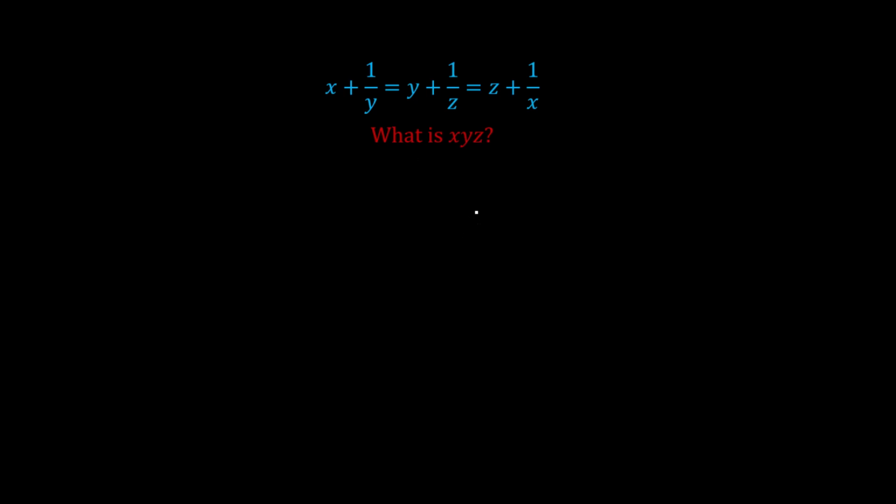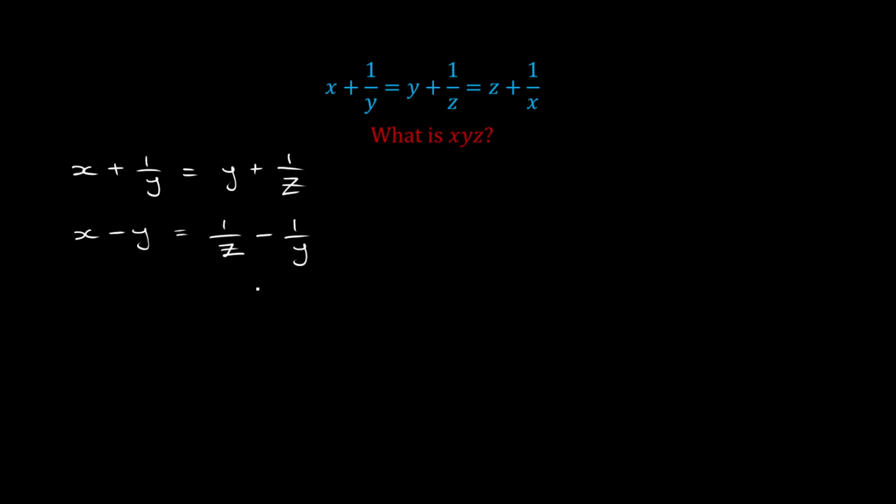So the first step which I'll make is to separate the equations. So I'm going to take two of these at a time. So what I mean by that is, let's take x plus 1 over y, which is equal to y plus 1 over z. And what I'm going to do is to actually combine these equations rather. So I'm going to take the y from both sides. So we would now have x minus y, and I'm going to take 1 over y from both sides as well. So this is equal to 1 over z minus 1 over y.